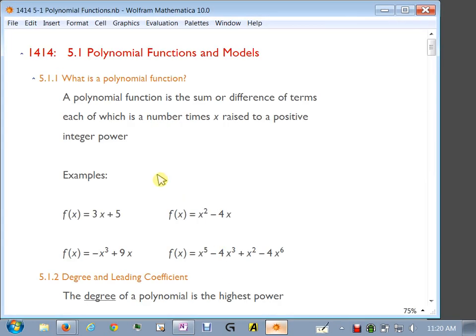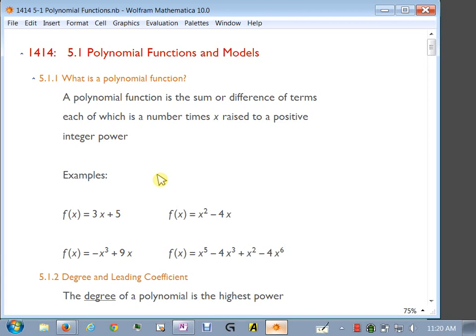So we're going into a new chapter, Chapter 5. It's probably just called Polynomials. Let me see. Oh, Polynomial and Rational Functions is the chapter. We're in the first section, which is Polynomials.